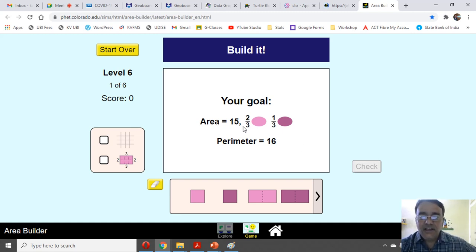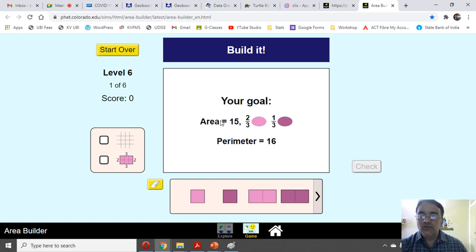Okay, so the area is given as 15 and the perimeter is given as 16. The light shaded fraction is 2 by 3 and the dark shaded fraction is 1 by 3. So 2 by 3 means how many blocks do we have to use? 2 by 3 of 15 is 10, and 1 by 3 of 15 is 5. So for the dark one we will use 5 and for the light one we will use 10.